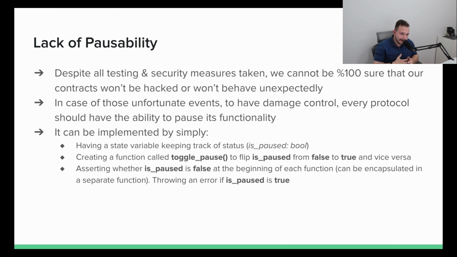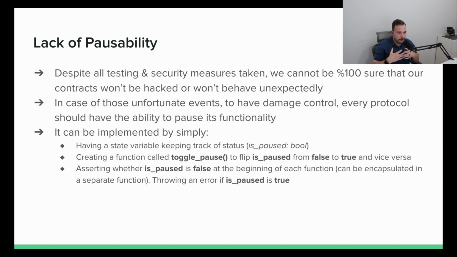So the next thing is lack of pausability. We cannot be 100% sure that our contracts are safe, secure, bug-free. Unfortunately, that's not the case. We cannot just guarantee this. That's why we should implement some safety measures such as pausability in our contracts.